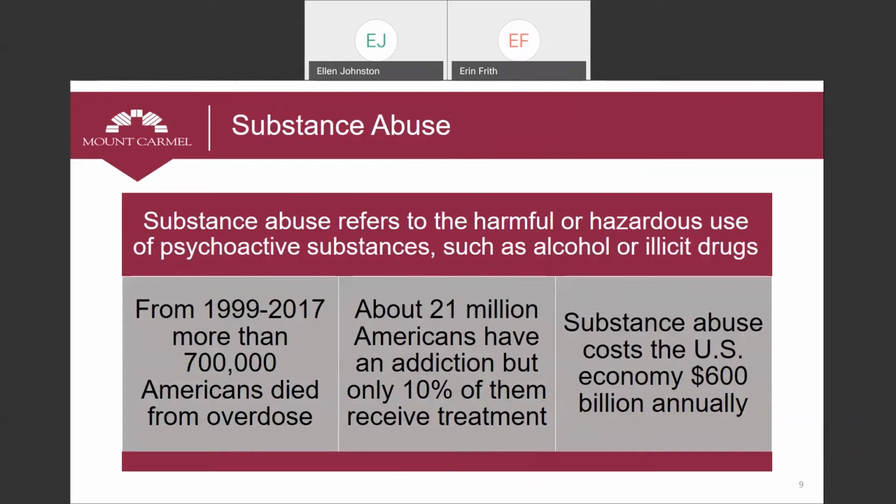More than 700,000 Americans have died of overdoses between 1999 and 2017, which is a harrowing statistic about the dangers of substance abuse. About 21 million Americans have an addiction to substances, but only about 10% of them have received treatment. Not only is substance use a danger to the health of the American population, but it costs the U.S. $600 billion annually.